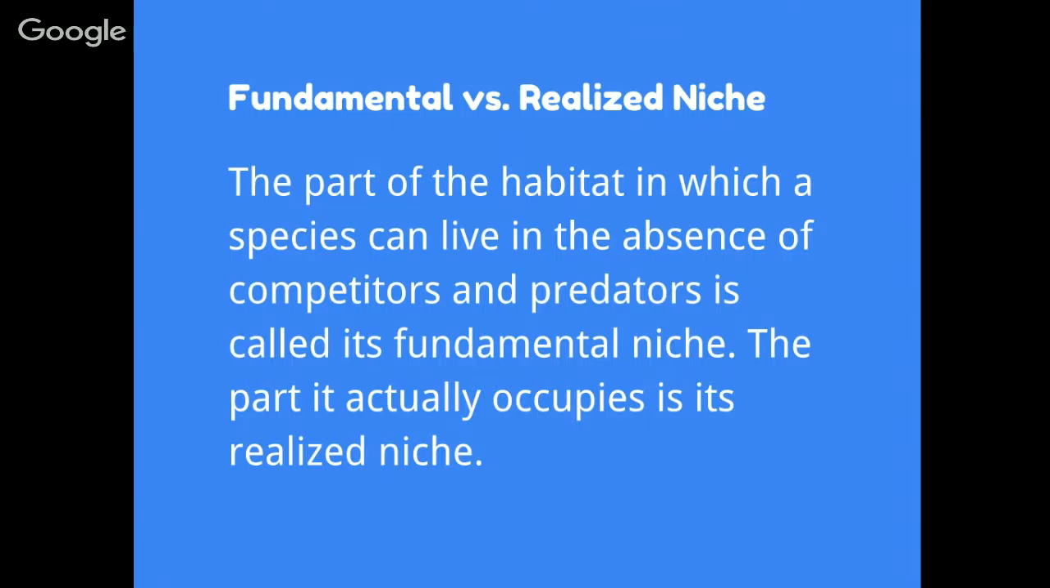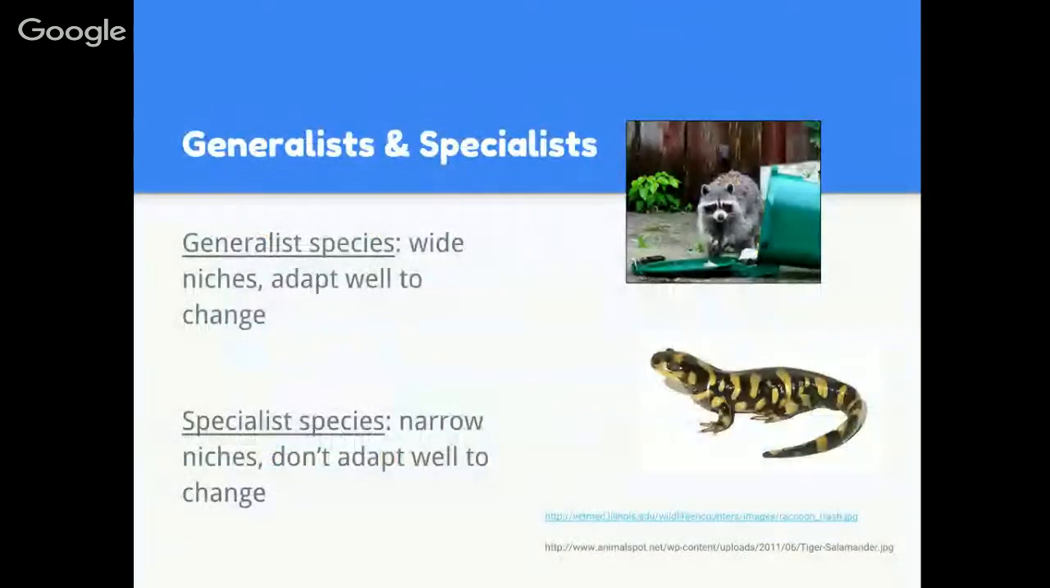It may be capable of filling different roles or occupying different parts of a habitat. However, what it's actually doing is its realized niche. We have different types of species that can do different things. Generalist species have really wide niches and they can adapt well to change. So when humans come along, for example, a raccoon is able to scavenge in trash cans and can adapt that way. Specialist species, however, have very narrow niches and they don't adapt well to change.